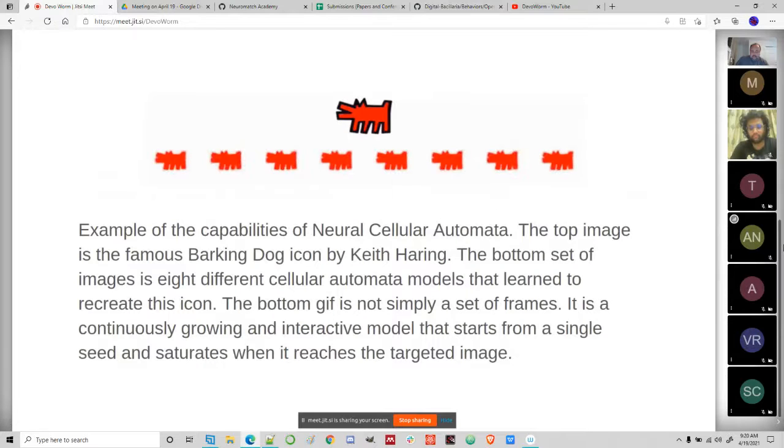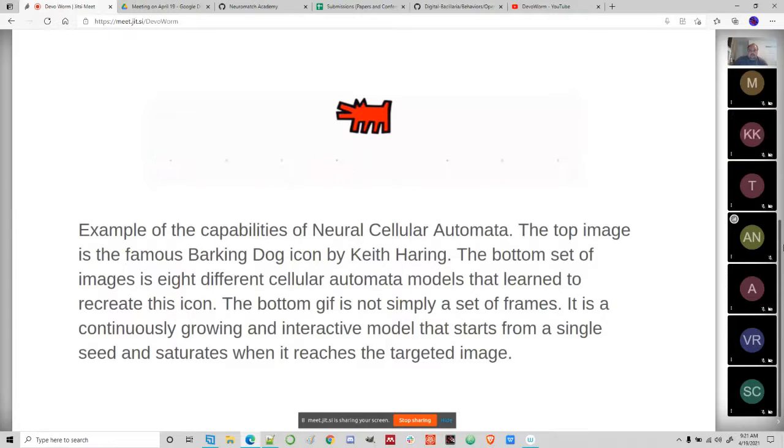First of all, this is an example from a neural cellular automata. The topic you're seeing is the famous bathroom dog icon by Keith Haring. The bottom set of cellular automata models that you can see below, which are forming the final image shown above, all eight models have learned to recreate the icon. The bottom GIF is not simply a set of frames, it is a continuously growing and interactive model that starts from a single seed, from nothing to a dog image. It just saturates when it knows that it has reached the target image.